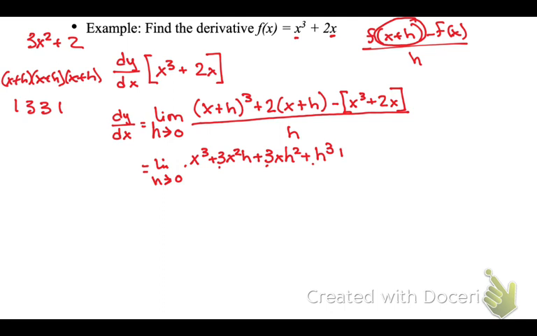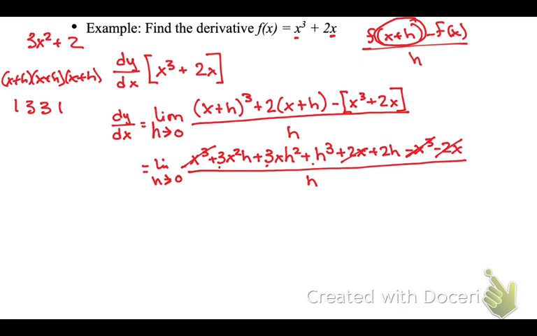Okay, now distribute your 2. So 2x plus 2h. Distribute your negative. So negative x cubed minus 2x. All what you did last Friday, correct? All over h. Isn't the h much nicer than the change of x? Yes. Okay, now I don't think the book introduces that to you until later. Okay, so what can I do? I can zero out the cubes. Yep. I can zero out the 2x's. Yep. And I can reduce 1h from everything, correct?